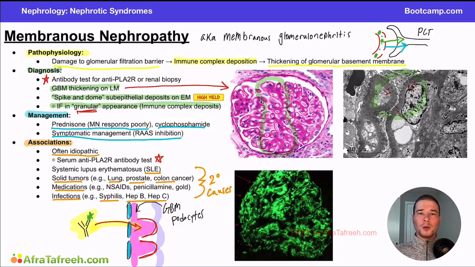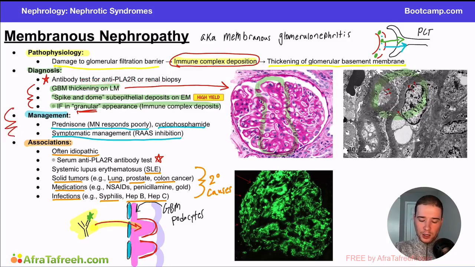So in summary, the primary things I want you to take away from this video on membranous nephropathy is that immune complex deposition causes damage to the glomerular basement membrane. Again, there's a trigger that causes damage to our filtration system, very similar to many of the other nephritic and nephrotic syndromes. This can lead to some classic findings like GBM thickening, the spike and dome, subepithelial deposits, and the positive immunofluorescence. Treatment options are often aimed at symptomatic management or treating the underlying cause. At times, you can consider things like prednisone or immunosuppressants. And finally, the associations include this really important serum antibody, but also a variety of conditions that can create an antibody response in the body, leading patients to then have membranous nephropathy as well.